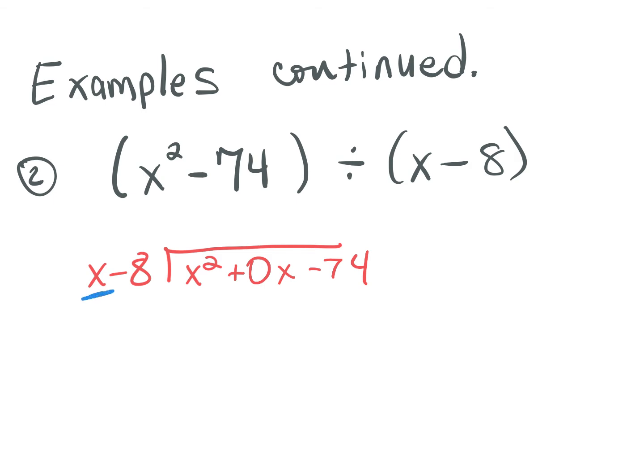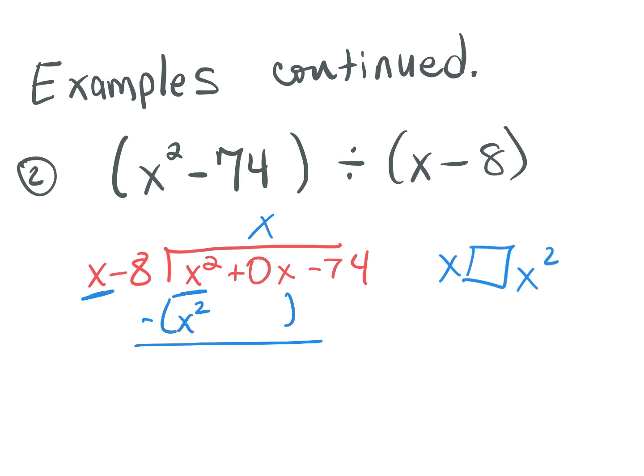I have x into x squared. Well, x times what gives me x squared? X. So it comes up here. So get your subtraction ready. Now multiply. X times x is x squared. What's x times negative 8? Negative 8x. Before we can combine, what do we need to do? Distribute this negative sign. So change, change, change.